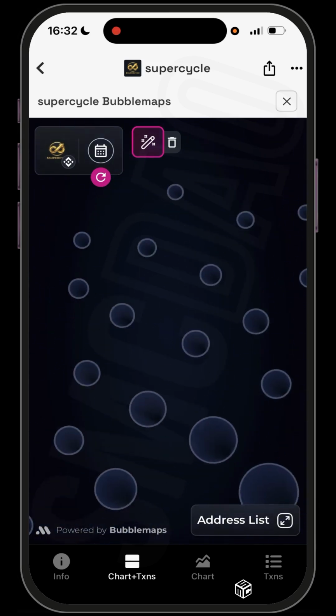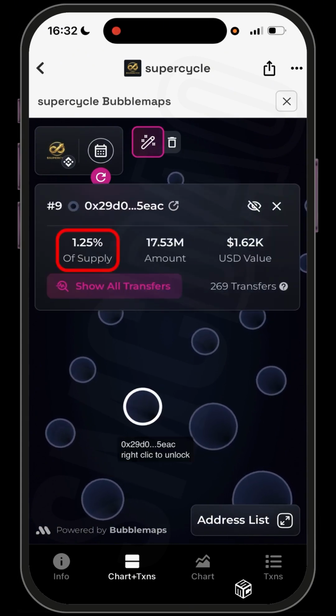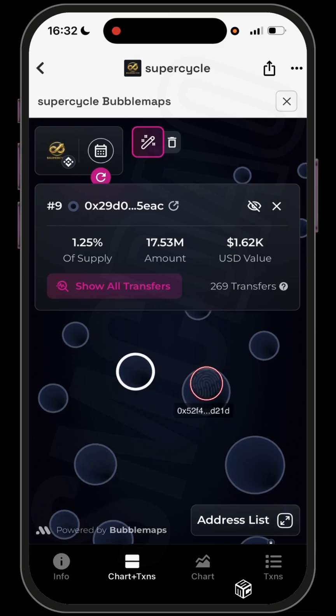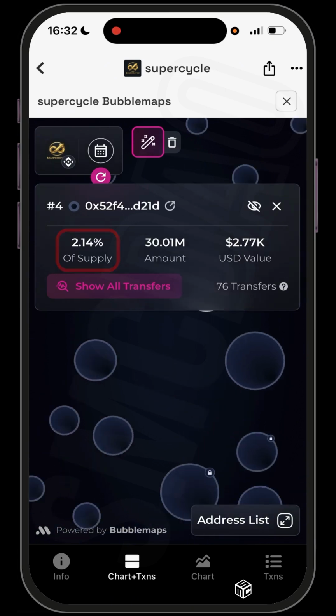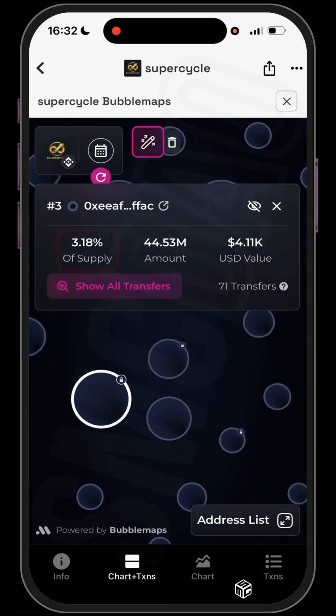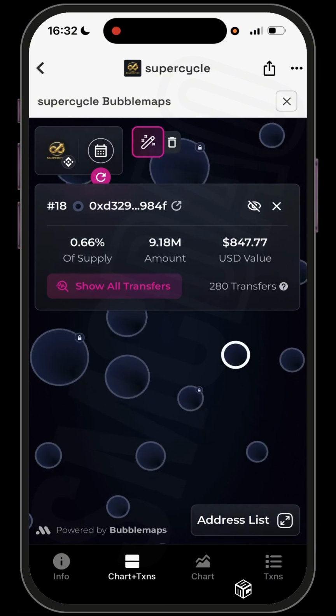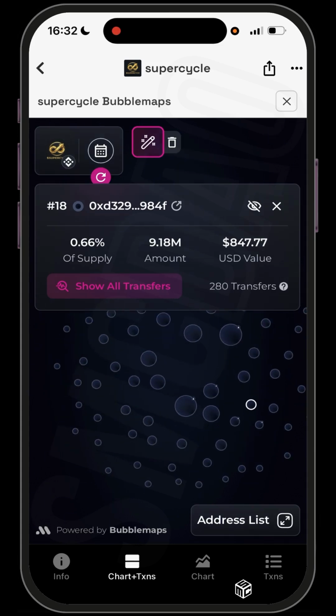Now these are different bubbles, and I can click on this bubble. I get to see this wallet, and it owns 1.25% of the supply, and it has made 269 transfers. You can click on this question mark too to show you a pop-up. Okay, I think that's not working. Then you can go to this other wallet owning 2.4% of the supply. This one owns 3.18% of the supply, and this is holding 0.66% of the supply, which is all really crazy, like literally crazy.